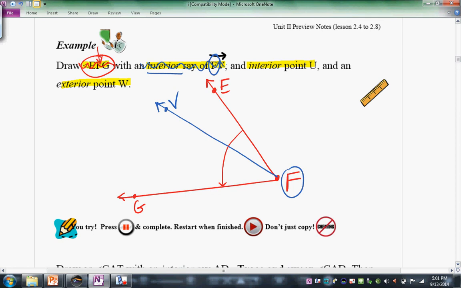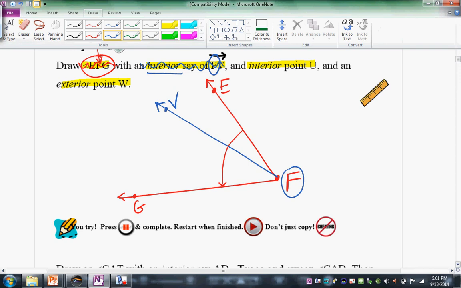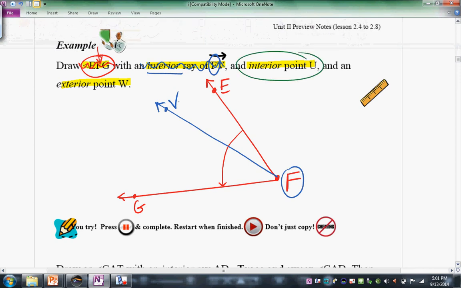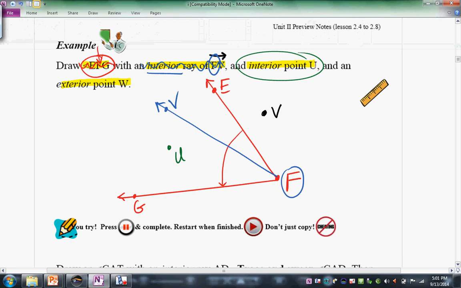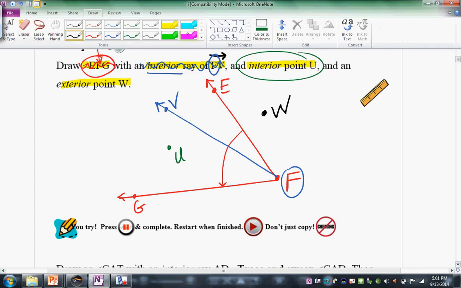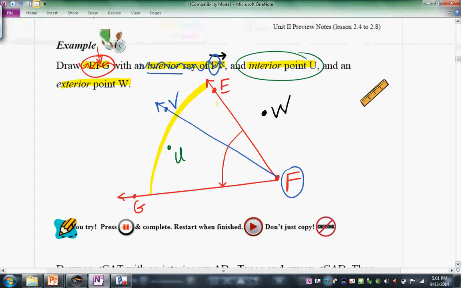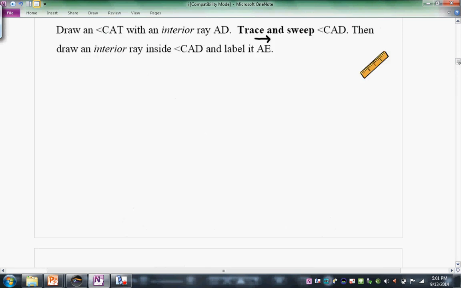We also want an interior point U. That just means point U is anywhere in the mouth of the angle. It doesn't really matter where. And then we have an exterior point W. That means W is outside the angle. Interior, exterior. Think of it, interior is inside the mouth area of the angle, and exterior would be outside.